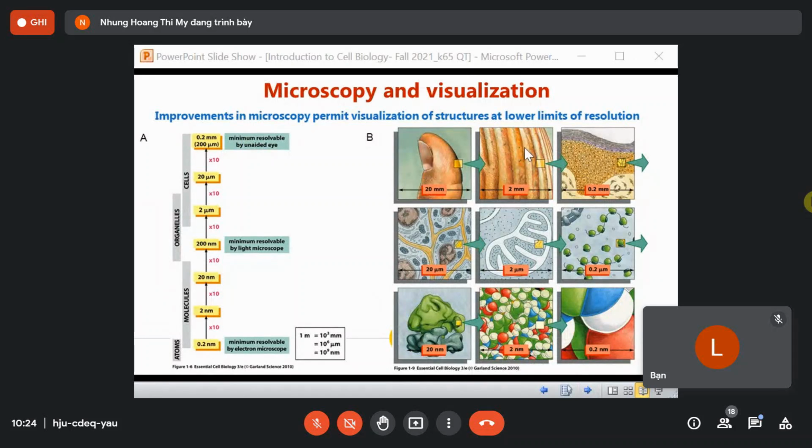Here's an example of microscopy and visualization to help you understand more about how microscopes can help you observe the structure in living things. For example, you can observe some small things with your naked eye, down to the smallest distance of a millimeter.